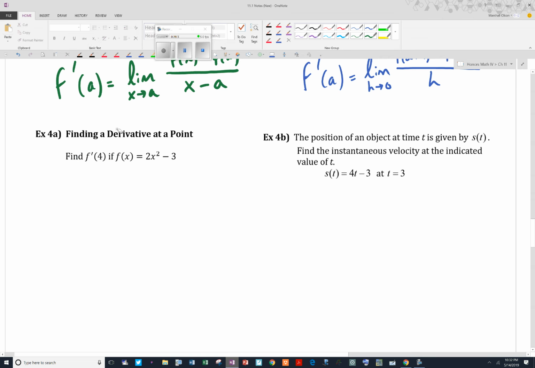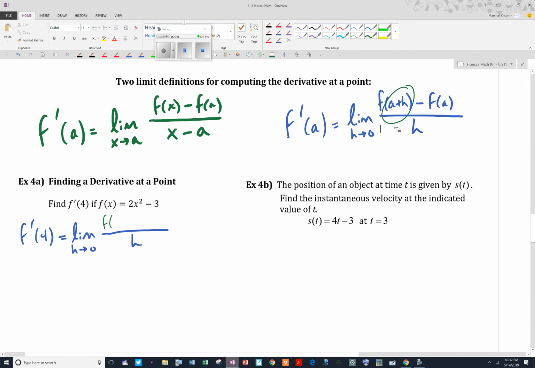That's what f prime of 4 means: find the derivative of the function at 4. So we're looking for f prime of 4, and 4 is our a value. We're looking for the limit as h approaches 0 of f of a plus h, well, a is 4, so 4 plus h, minus f of a. Well, a again is 4.